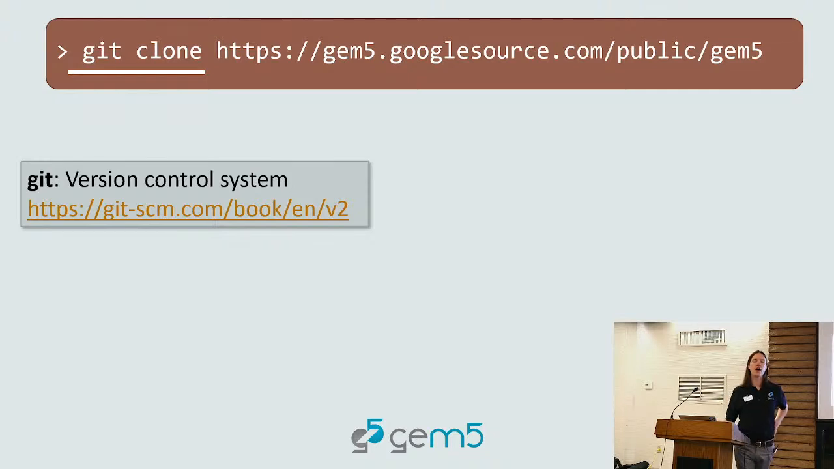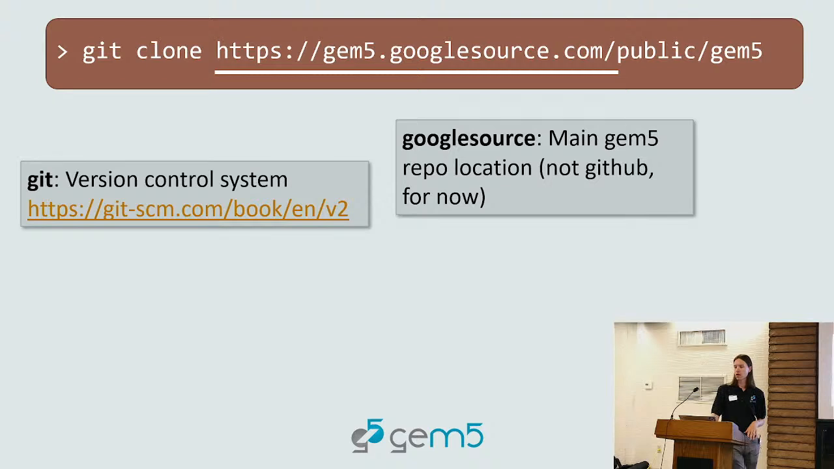So cloning gem5. If you want to learn more about Git, the Git book here is a really good resource. We use Google source as the main, not GitHub, although GitHub is most 15 minutes out of date. But Google source is where it lives. If you want to contribute back, you have to clone from Google source, not GitHub.